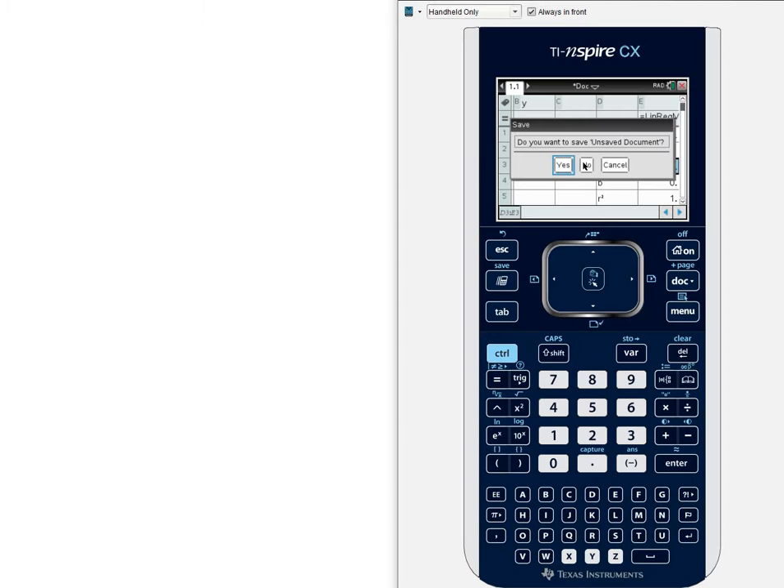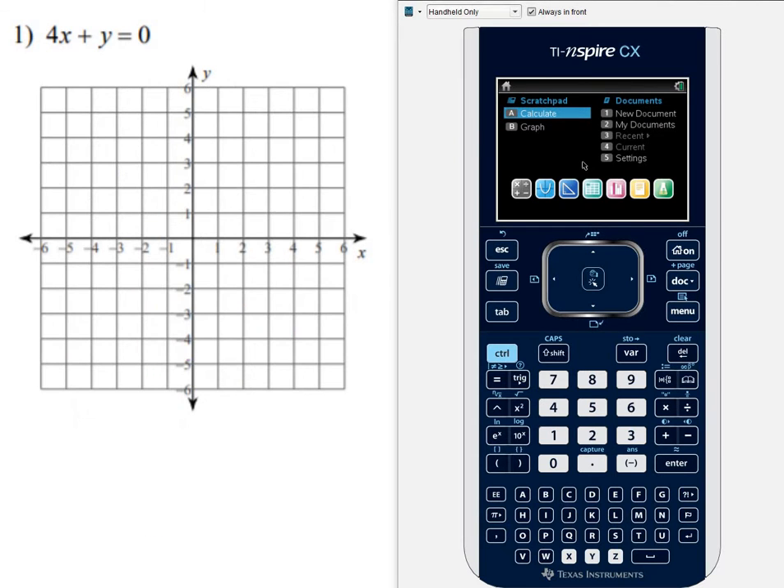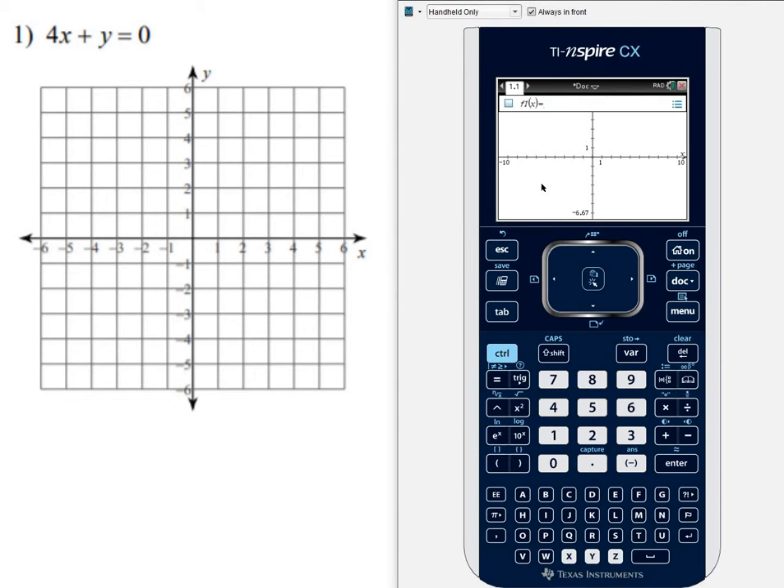Okay, when you guys are doing the back, so the first thing I'm going to do is graph. I'm going to press, if this doesn't pop up, remember you're just going to press tab. And then press delete, and then the relation. So I'm just going to graph 4x plus y is equal to 0.